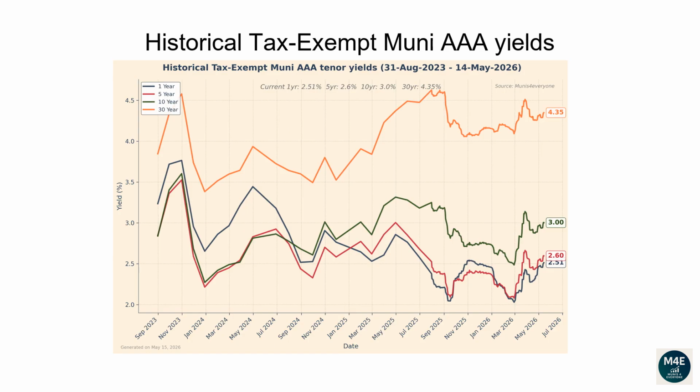This line plot and the next plot show how each tenor of the Muni yield curve has changed over time. From the 31st of August 2023 to the 14th of May 2026, the 1-year yield has dropped from 3.24 to 2.51. The 5-year yield has dropped from 2.85 to 2.6. The 10-year yield has increased from 2.84 to 3.0. The 30-year yield has increased from 3.85 to 4.35.